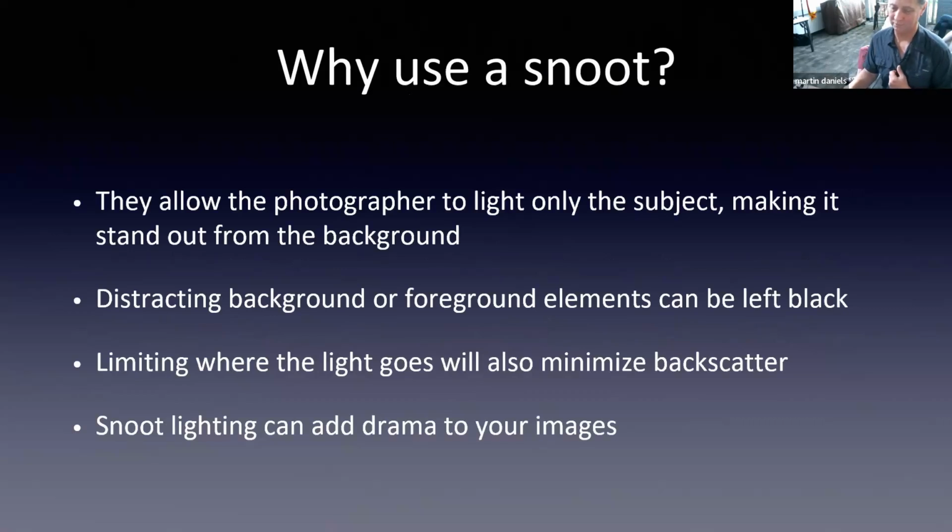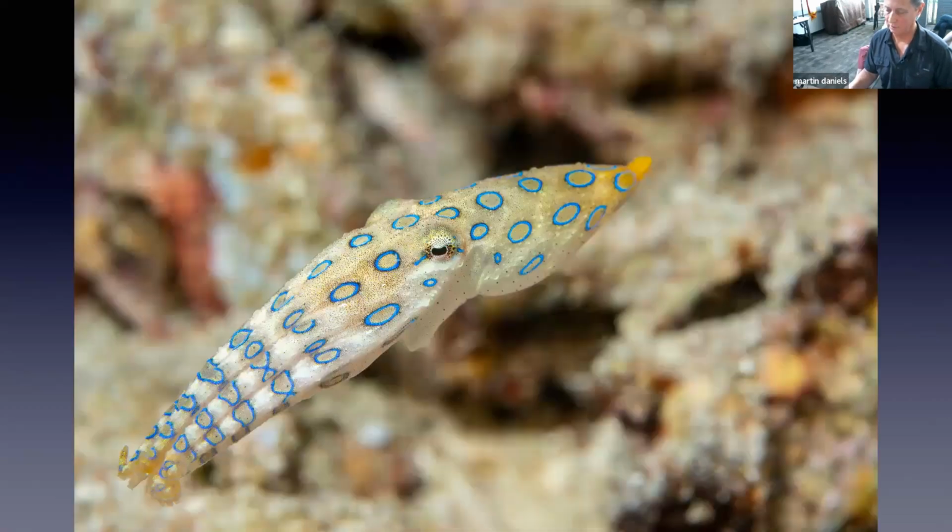So why use a snoot? They allow the photographer to light only the subject, making it stand out from the background. Okay, coral reefs are obviously very distracting. Muck dives, very distracting backgrounds. So this can really help a lot to make that subject stand out. It limits where the light goes, so it also minimizes backscatter. Okay, so that's very helpful also. And it also will add drama to your images.